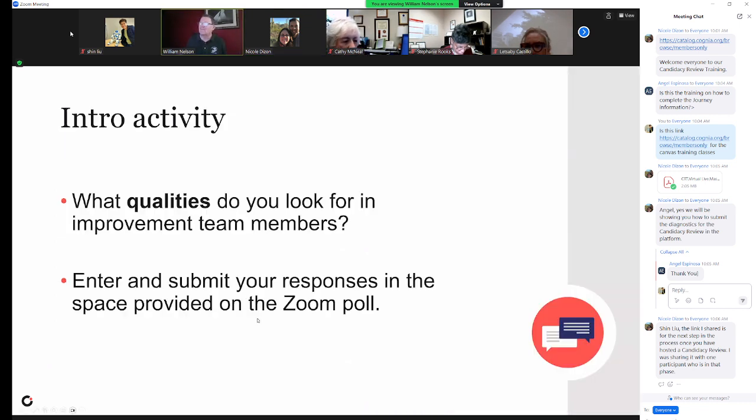Moving forward then, we're going to start with a quick intro activity. When you are putting together your leadership team for the candidacy review process, what qualities would you look for in improvement team members? And we're going to launch a poll, and you get the opportunity to submit some responses and say, what kind of characteristics or qualities would you look for in your team as you're preparing for candidacy and then ultimately engagement review? And Nicole, would you like me to launch that? Yes, that would be great.